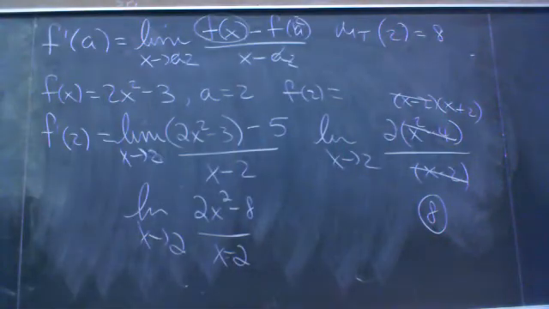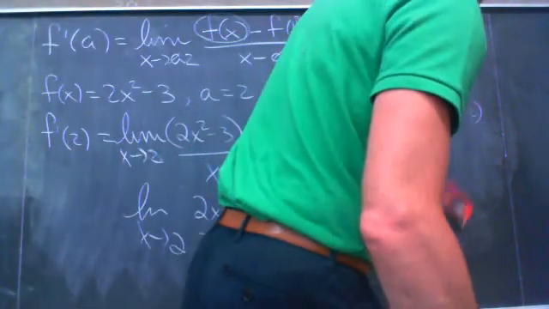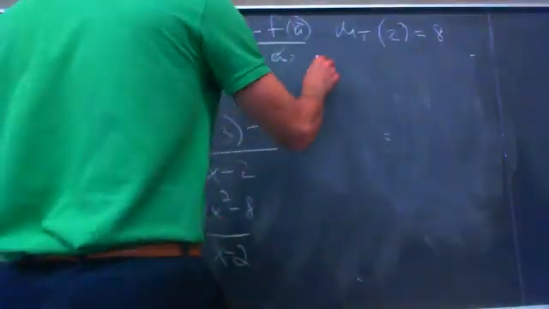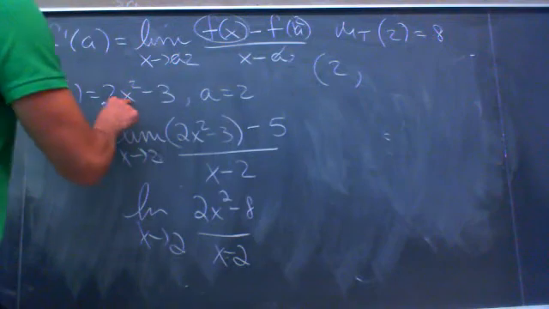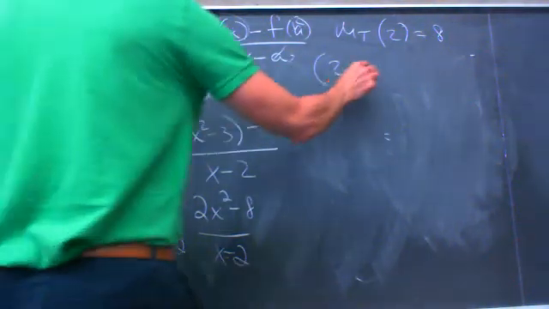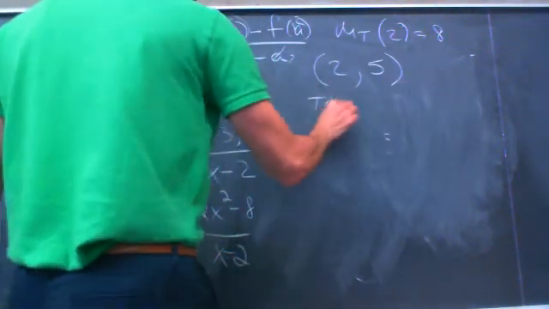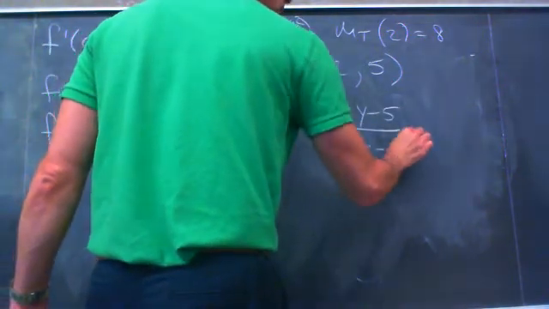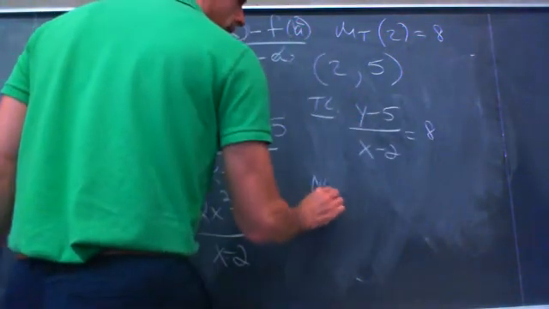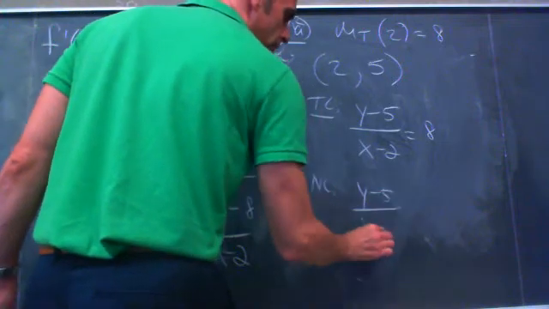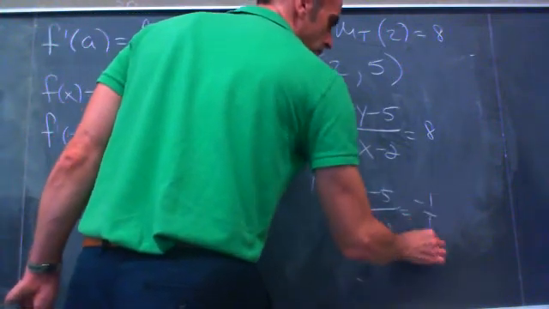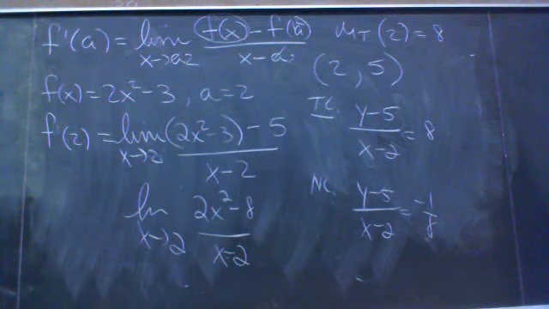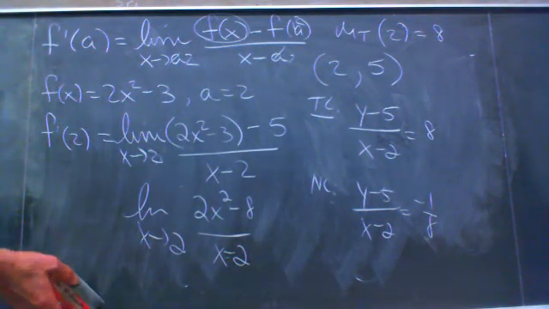So how would I actually find the tangent line? I need a slope and a point. So x is 2. I know that y is 5. So the tangent line would be y minus 5 over x minus 2 equals 8. The normal line would be y minus 5 over x minus 2 equals negative 1/8. Okay? That's the alternate form for the derivative.